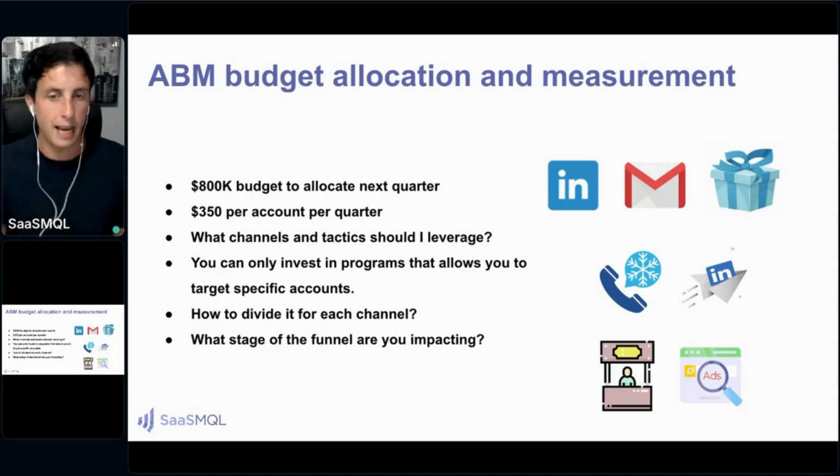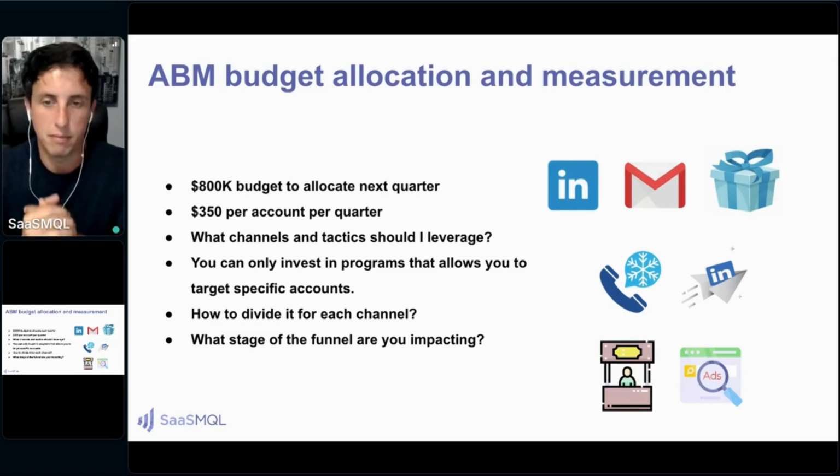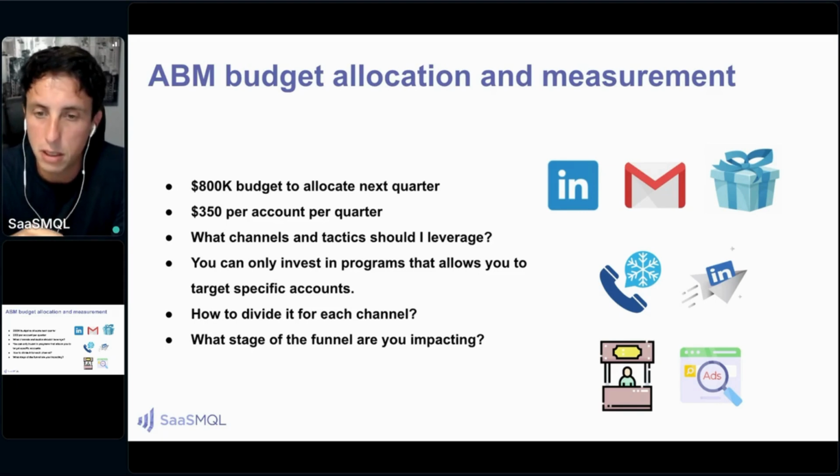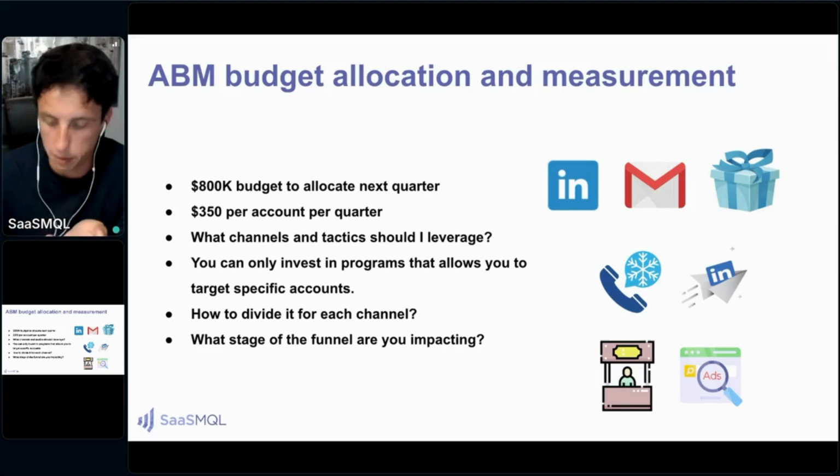So let's say the 800K that my budget forecast told me to use, because I have this budget now to allocate for next quarter. So how do I allocate that across all these different channels? We talked about 350 per account average. That gives me some indication, right? If I looked at, for example, LinkedIn ads or display ads and direct mail, I can say, for example, okay, I'm gonna allocate $100 per account worth of LinkedIn ads and display ads.